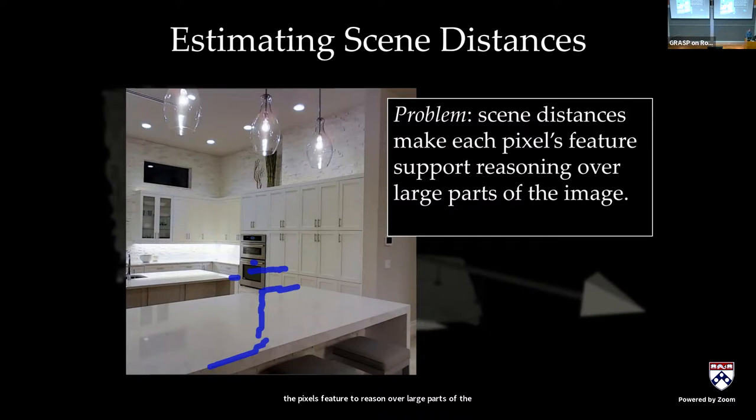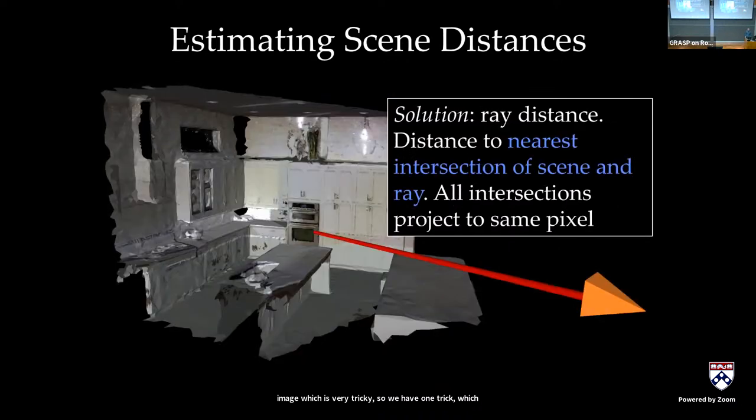So we have one trick, which we called ray distance. I now know in graphics this is called a projected distance function. The key is that you basically forget about the rest of the scene. You say, okay, if you are the ray, all you have to worry about is intersections of the ray and the scene. And the key thing here is that all the intersections will project to the pixel.